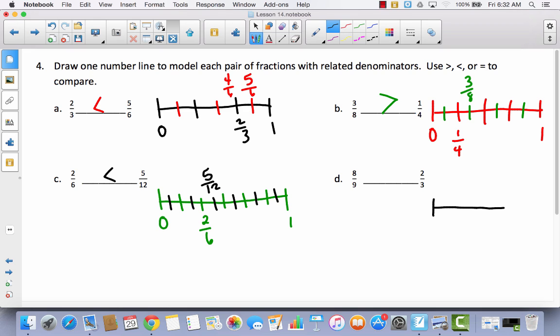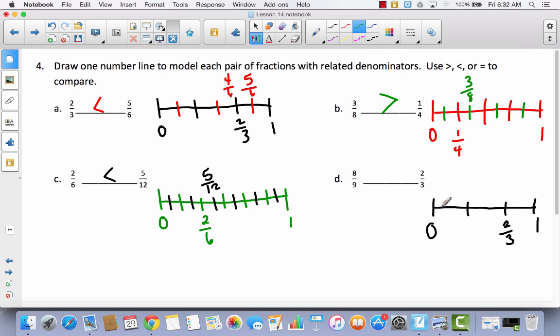All right, so now I have 8/9 and 2/3. So let's draw our number line. Again, neither one of these is greater than 1. They are both less than 1. So I've got 0 and 1. I'm going to begin by dividing them into thirds because that's my smallest denominator. So I've got 1/3, 2/3. And now I have to take these thirds and divide them into ninths.